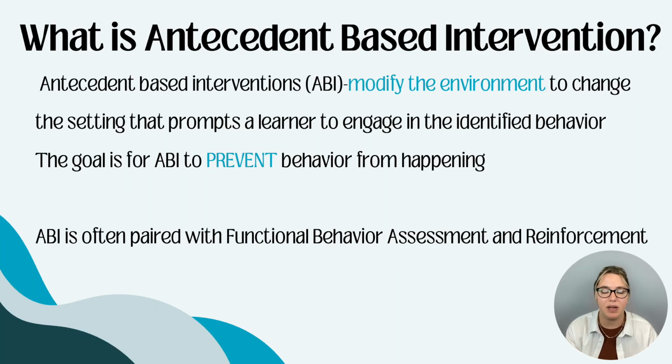To kick off session 1, we're going to be discussing antecedent-based interventions. An antecedent-based intervention is an intervention that's put into place to be proactive. The idea here is that we're going to modify or change the environment. It's something that we can control to set our students up for success. The idea behind an antecedent-based intervention is that we are preventing behavior from happening. Oftentimes ABI, which is another name for it, is paired with functional behavior assessment and reinforcement.